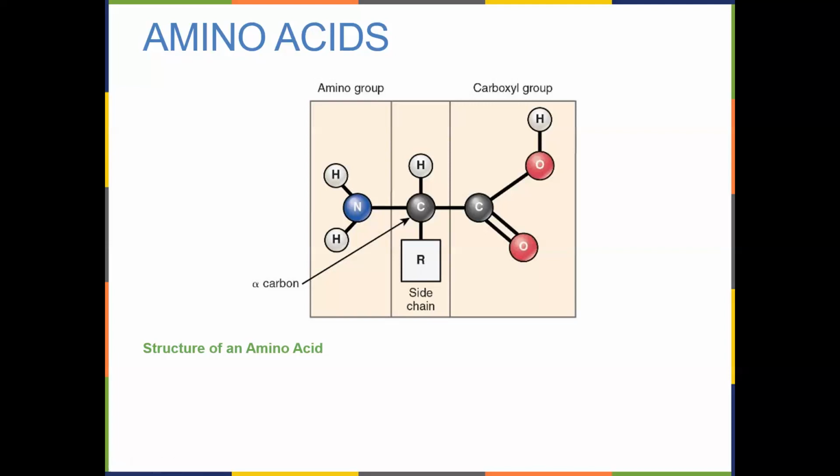So there's only 20 amino acids. And it's the presence of this that tells you what it is. Because this is going to always be the same, and this will always be the same. It's what goes on here that determines what the acid's going to be.